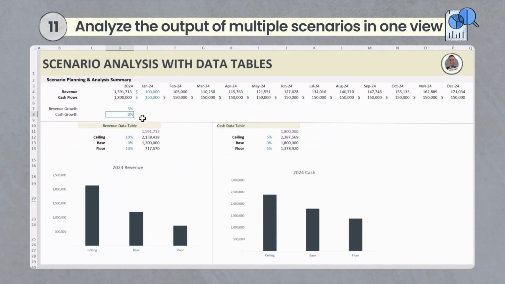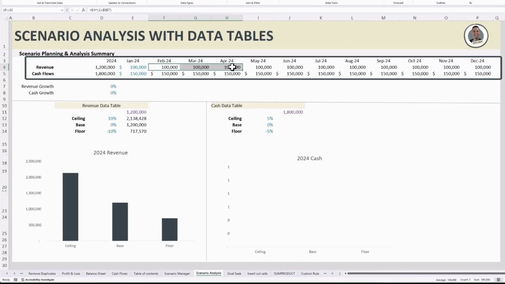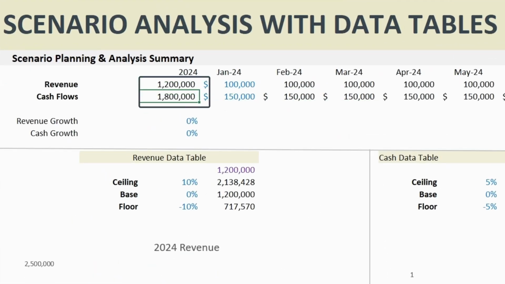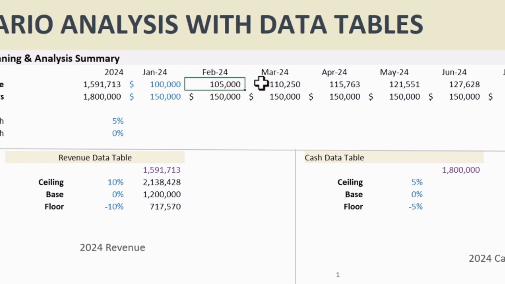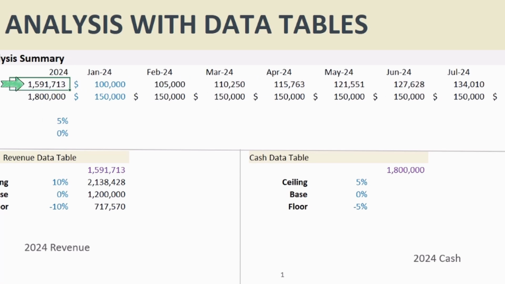Our last trick was cool, but what if I want to see the results of multiple scenarios in just one view? Here I have revenue and cash flows for all of 2024, and the amounts are summed over here in this column. These two cells allow me to understand what my values would look like if they had a growth factor. So if I just enter in 5% over here, you'll see that my revenue grows by 5% each and every single month, and the total gets populated over here.